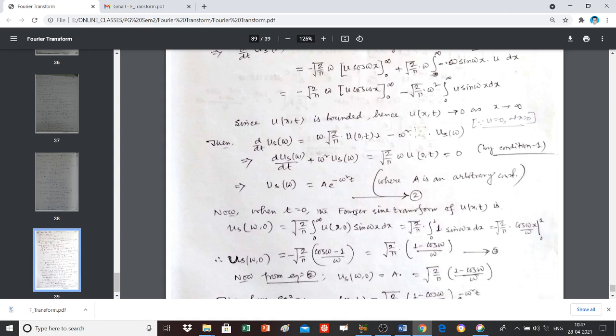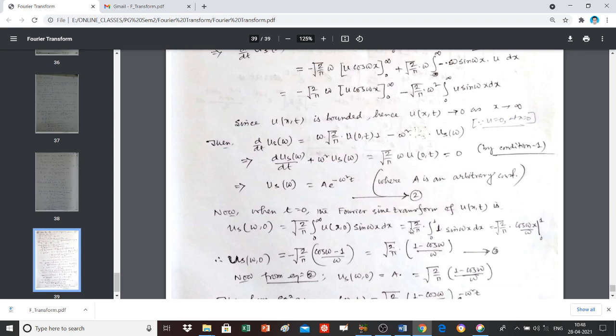Now when t is equal to 0, the Fourier sine transform of u(x,t) is, so first let us write the Fourier transform of u(x,t). In this case u_s(omega,t) is equal to square root 2 by pi, 0 to infinity, u(x,t) sine omega x dx. Just concentrate here. For the function u(x,t), the Fourier sine transform gives you u_s(omega,t), equal to square root 2 by pi, 0 to infinity, u(x,t) sine omega x dx. Now for t equal to 0, it will give you u_s(omega,0), equal to square root 2 by pi, 0 to infinity, u(x,0) sine omega x dx. Okay.